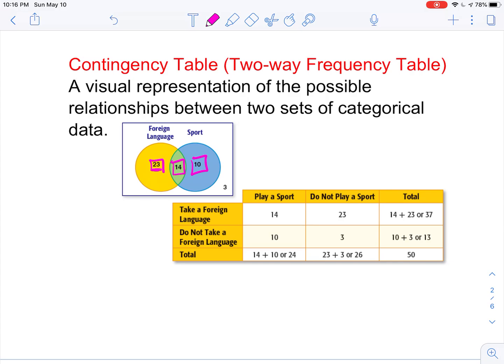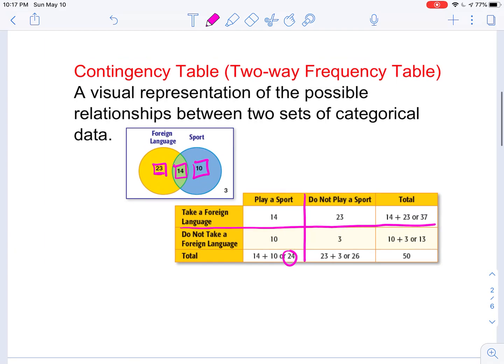The other benefit is the other columns that we see. So I'm just going to erase this. We include a total column to help us understand the total amount. So remember how we asked how many students take a foreign language and we added the 23 and the 14? Well, think about this. This entire row represents take a foreign language, so when we get to the total column, we have to add everything in that row. Okay, so that's where that value would be represented. All the students who play a sport, remember, we added 14 and 10. So our total is found at the bottom of this column.